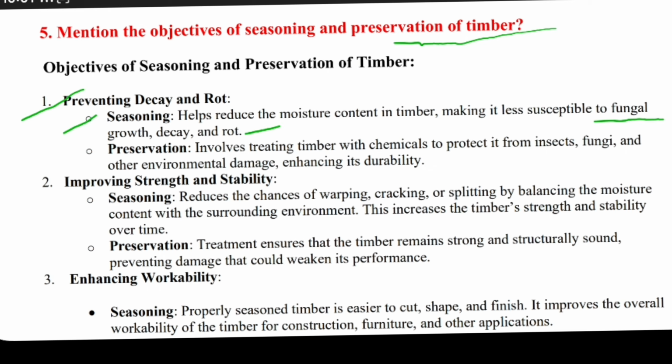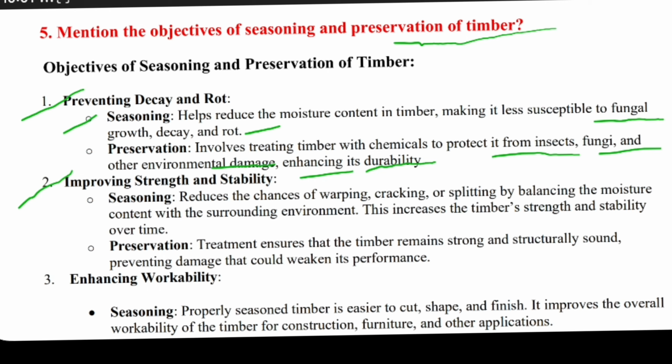How are you going to prevent it? We have to use a chemical treatment to protect from insects, fungus and other environmental damage, and enhance the durability of the timber. Coming to improving strength and stability.